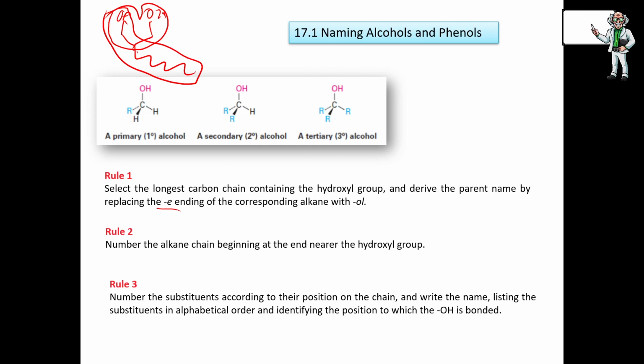Then we have to number the main chain like we did in the other chapters, and we have to start the numeration from the side where we obtain the lowest number possible for the alcohols. Okay, and finally we name the substituents according to their position in this chain. We put the name of the substituent with the number of the position where the substituent is. Okay?